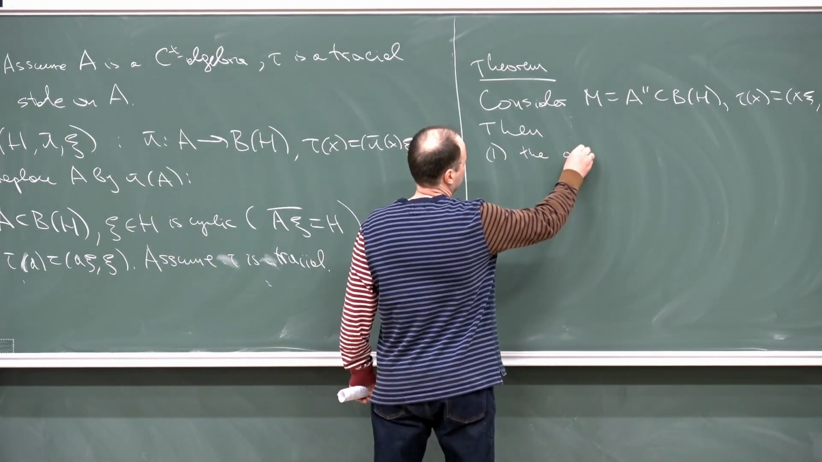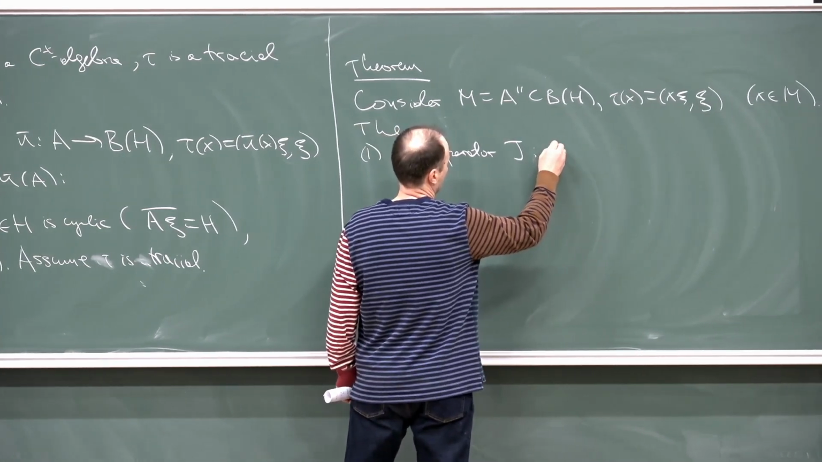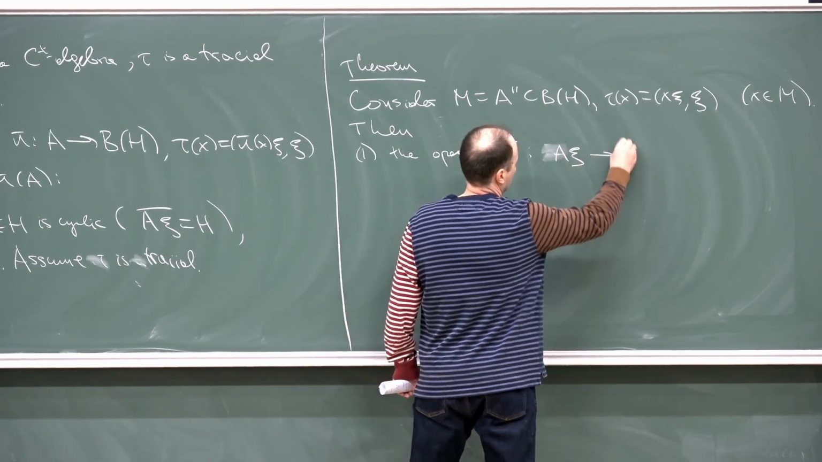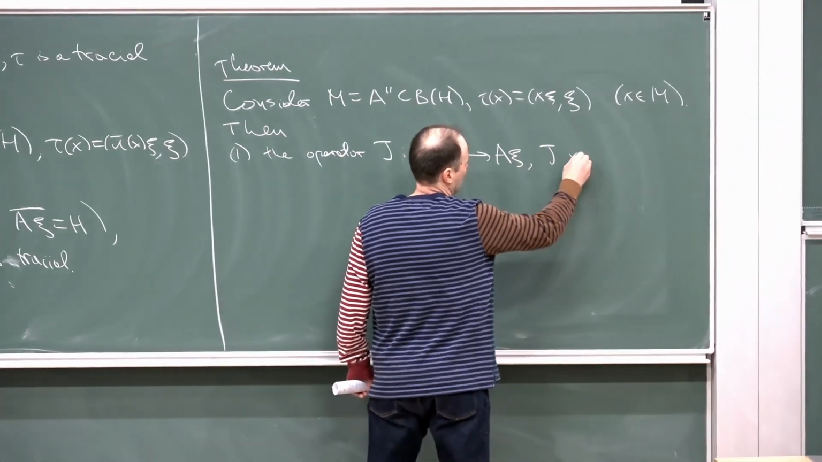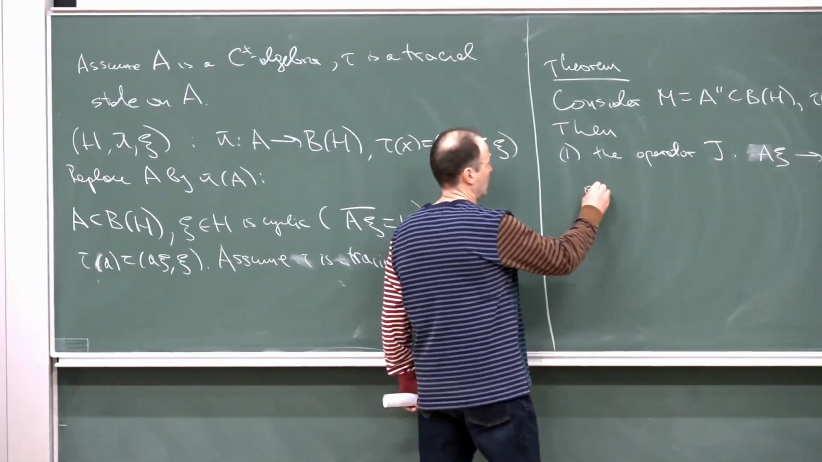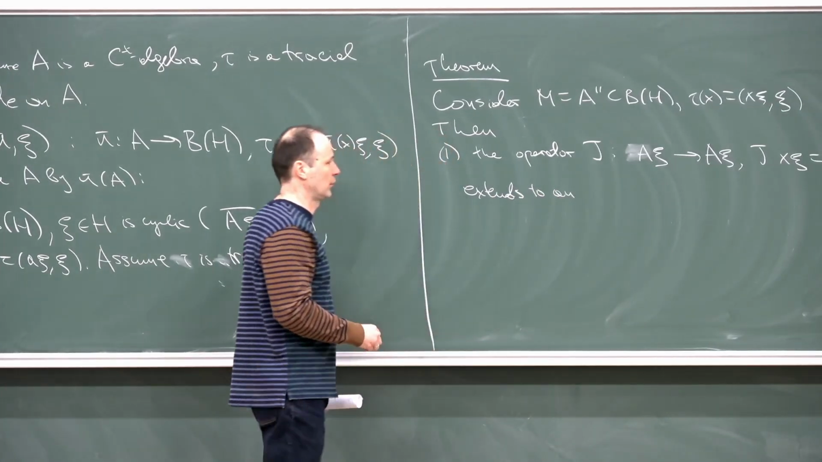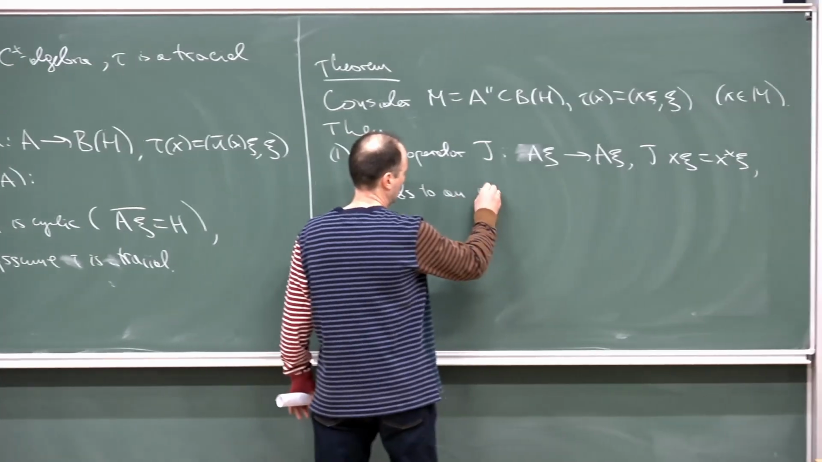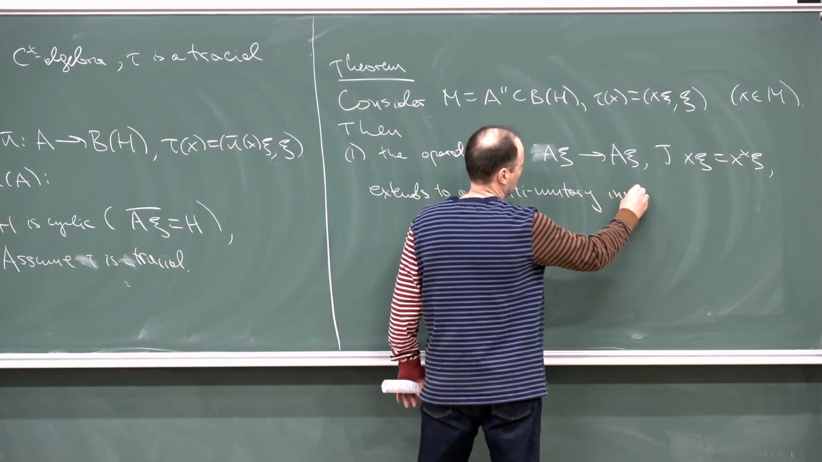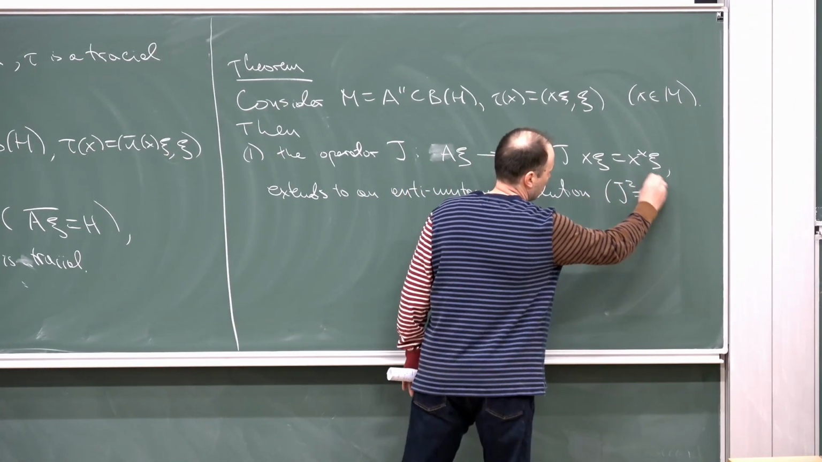So the operator J from xi to xi, which maps xi into x star psi, extends to an anti-unitary, in other words, anti-linear isometric unitary involution. So involution just means that the square of this is the identity.